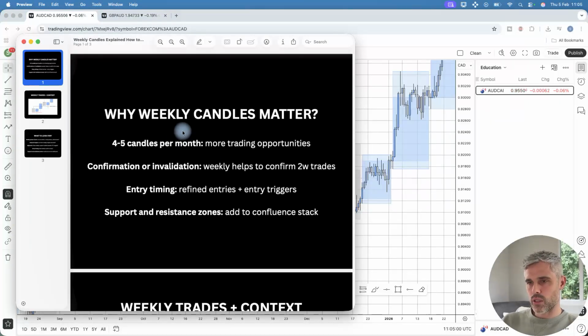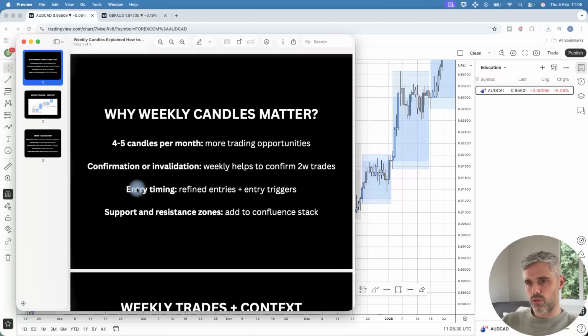So more trading opportunities. Yes, we can look for that AMD cycle on the weekly time frame. So we can trade accumulation, manipulation, distribution, and you're going to get more opportunities because there are just more candles in context of that monthly time frame. But more importantly, the weekly time frame can confirm or invalidate these higher time frame trades, 2-week trades, monthly trades. We can look at the weekly candle for an extra step of confluence.